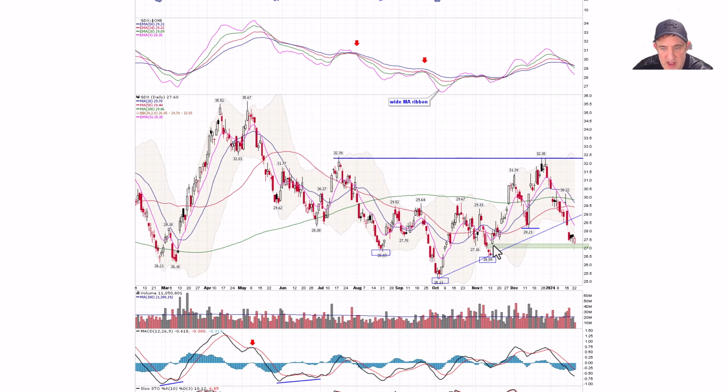Now, there is an open gap here from November. We're tagging the top of it. Maybe that's a magnet. Let's see if it can find support there. But again, the onus is on the gold bugs. And quite honestly, there's not a lot of gold bugs anymore. Everyone's into Bitcoin these days.